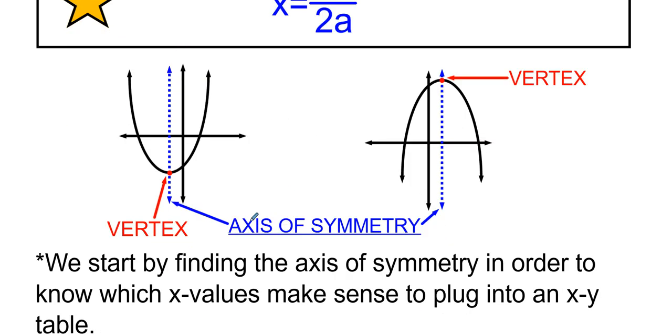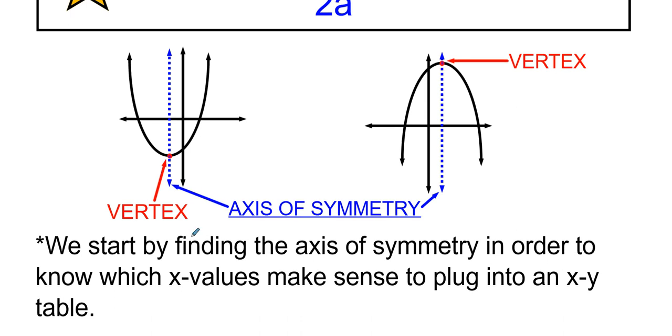Remember, the axis of symmetry is the line that cuts that parabola into two equal pieces. So it goes right down the middle of the parabola, and therefore it always goes right through that vertex. The vertex will always fall on the axis of symmetry line. So I put a note down here. It says we start by finding the axis of symmetry, this vertical line, in order to know which x values make sense to plug into an xy table.